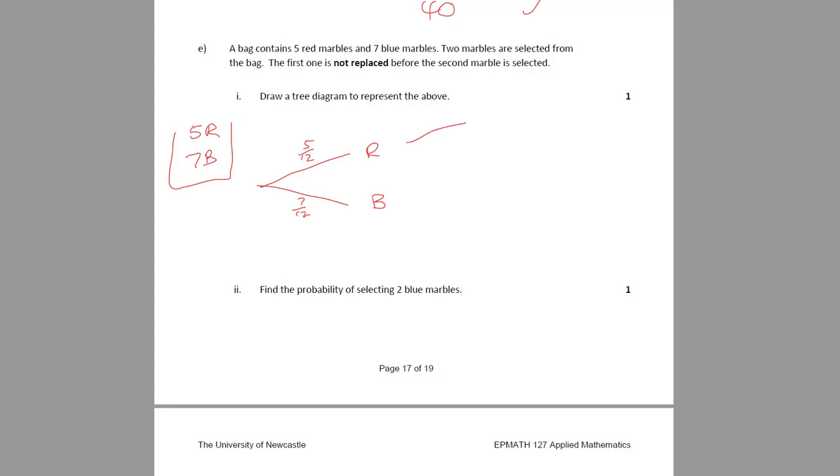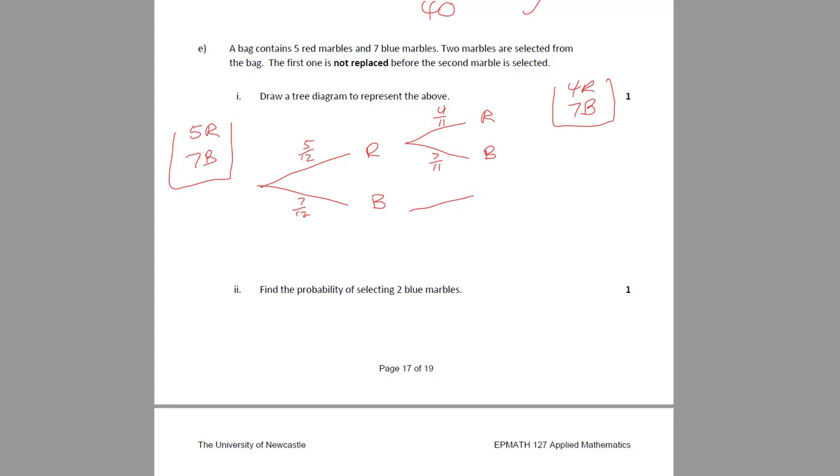Now, this next bit here is assuming that I did pull a red marble out of the bag. So my bag now looks like this. Instead of 5 reds and 7 blues, there's only 4 reds and 7 blues now. So given that I pulled a red out already, my chance of getting another red is now only 4 out of the remaining 11. But my chance of getting a blue is 7 out of the remaining 11. They still add up to 1.